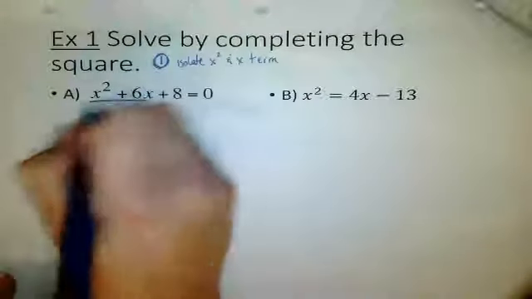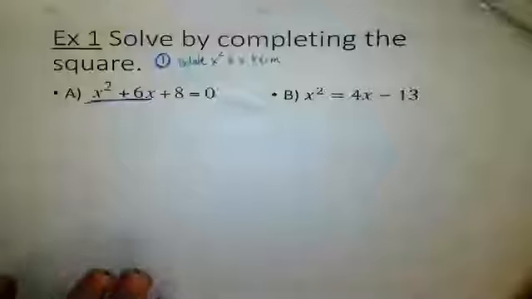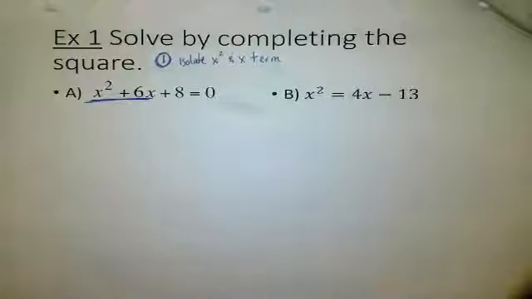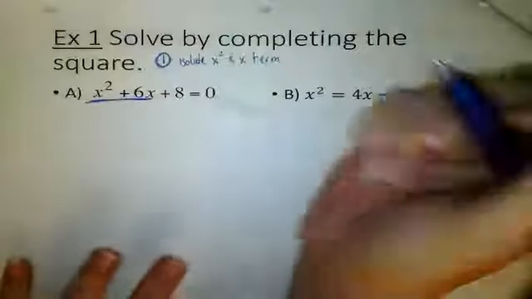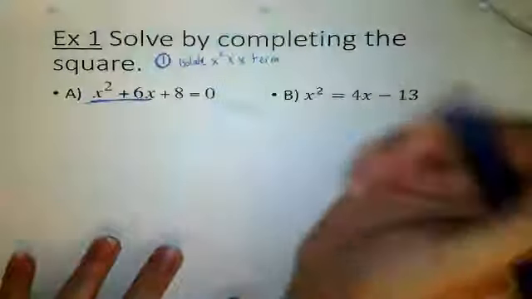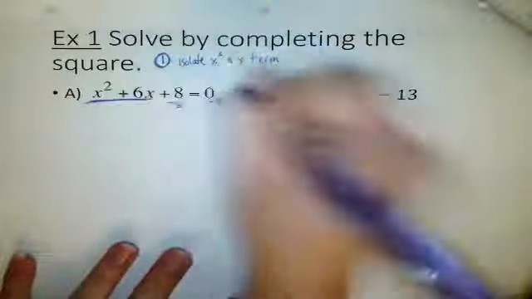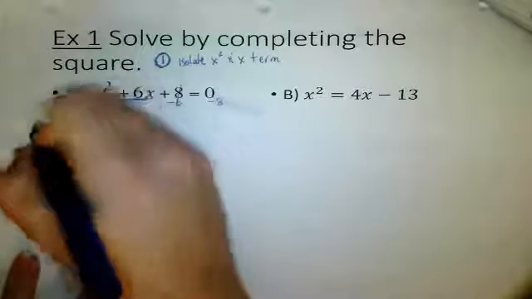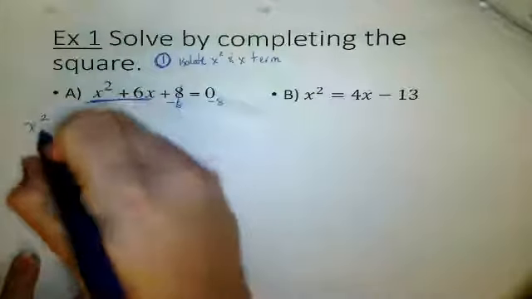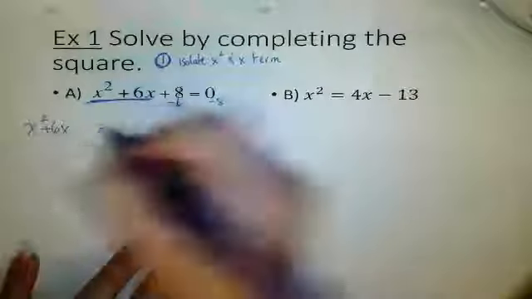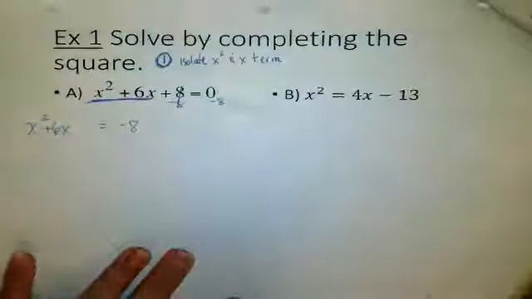Isolate the x squared and the x term. Well, right here is my x squared and my x term. I want those 2 terms alone. So what do I need to get rid of? The 8. How do we move it away? Subtract the 8. Good. So I'm going to leave a little bit of extra space here. X squared plus 6x, give yourself some room, is equal to negative 8.